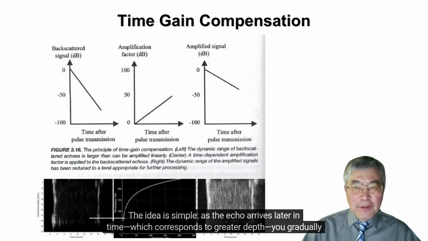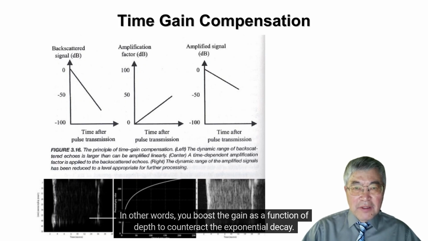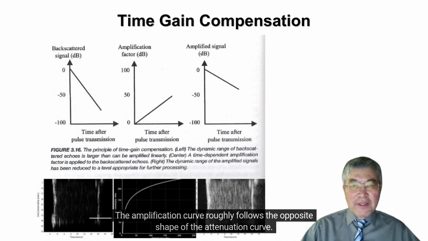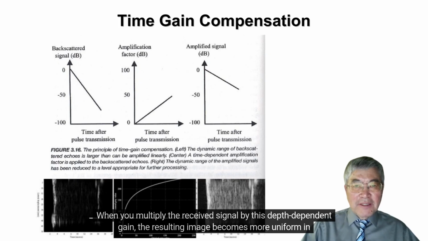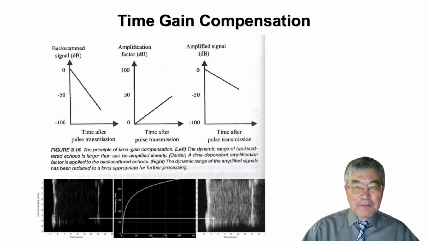The idea is simple. As the echo arrives later in time, which corresponds to greater depth, you gradually increase the amplification factor. In other words, you boost the gain as a function of depth to counteract the exponential decay. The amplification curve roughly follows the opposite shape of the attenuation curve. When you multiply the received signal by this depth-dependent gain, the resulting image becomes more uniform in brightness. This compensation makes the ultrasound image look much better and more interpretable.